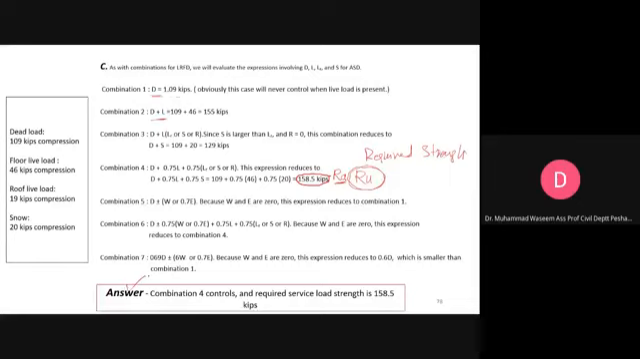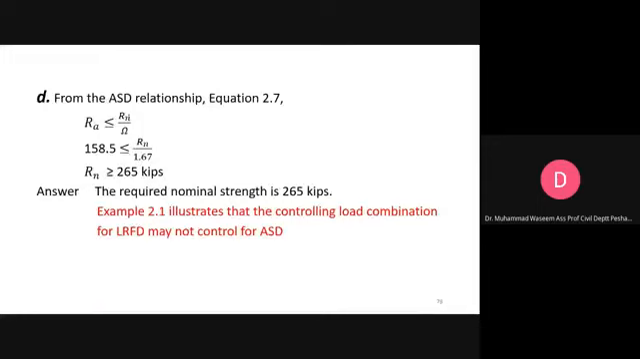Now you have to use this formulation. We know that in case of ASD, this required strength should be less than or equal to the allowable strength, and we know the factor of safety in case of yielding. You can use this factor of safety, this will go to this side, and similarly you will calculate the nominal strength. So you have calculated the nominal strength using both LRFD and ASD.